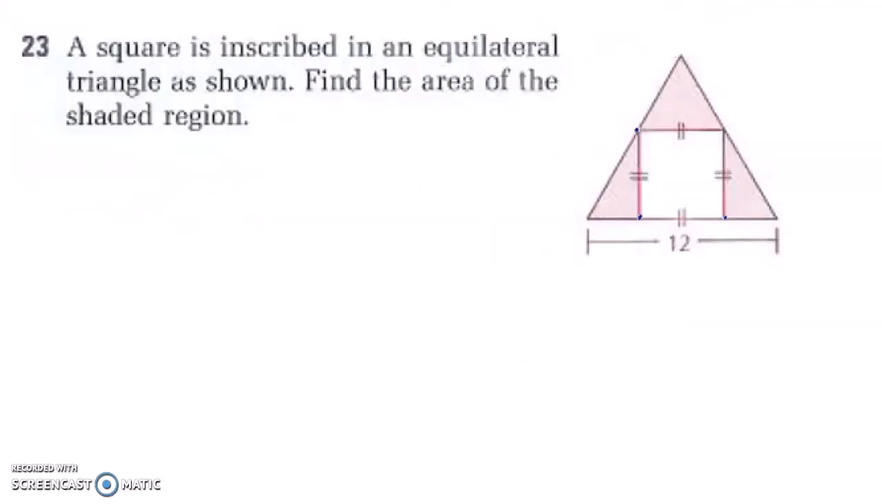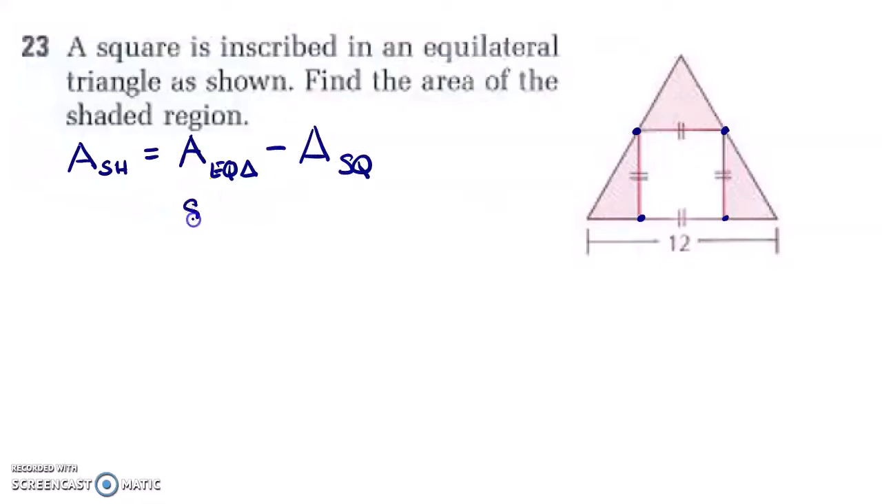In problem number 23, you're given an equilateral triangle with an inscribed square. That means that the vertices of the square fall on the triangle itself. We're asked to find the area of the shaded region. So the area of the shaded region is going to be equal to the area of the equilateral triangle minus the area of the square.